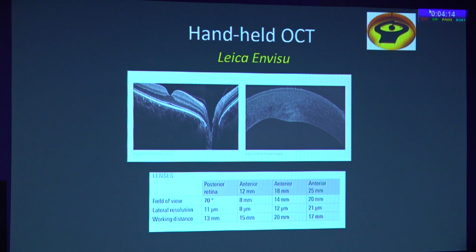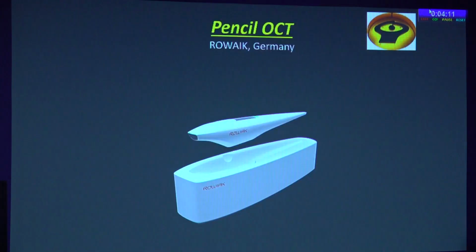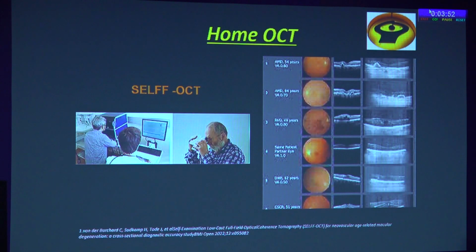This is the macula scan and the ASOCT, and this might be available in a year or so, which is supposed to be the tiniest OCT, called the pencil OCT, that has been developed by Rowiak, Germany, still awaiting approval. It has a scanning system and a docking system, and it's supposed to be in the form of a pocket carrying machine.